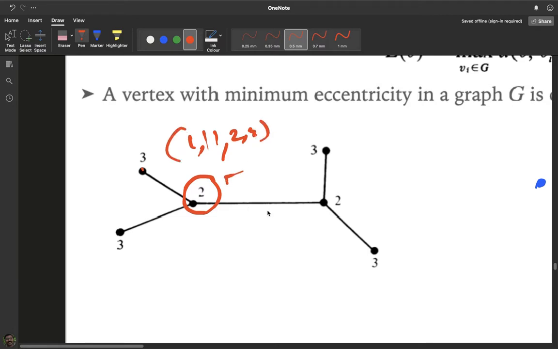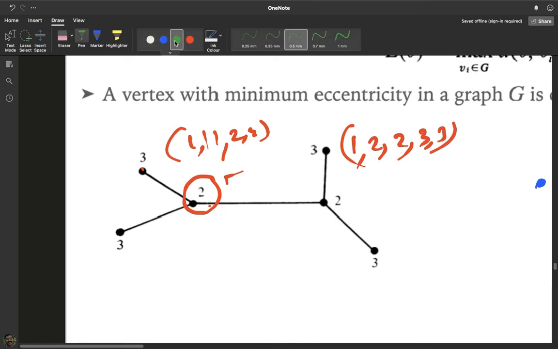Similarly, what is the eccentricity of this vertex? The distance to this vertex is 1, distance to this vertex is 2, the distance to this vertex is again 2, and the distance to the other two vertices is 3 and 3. So the eccentricity is 3. You can see that the maximum distance for that vertex also occurs at an endpoint.